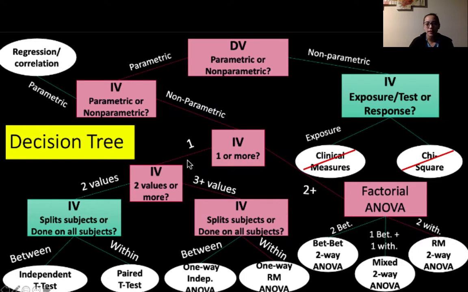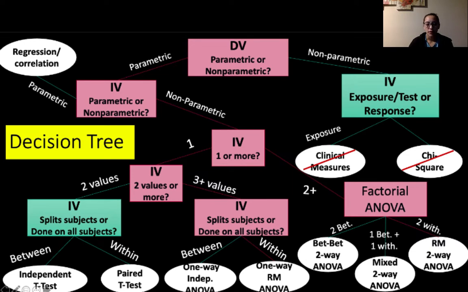So if we have a single within subject nominal independent variable with 3 or more levels, that's where we use a one-way repeated measures ANOVA. If we have 2 within subject independent variables, that's where we use a two-way repeated measures ANOVA.